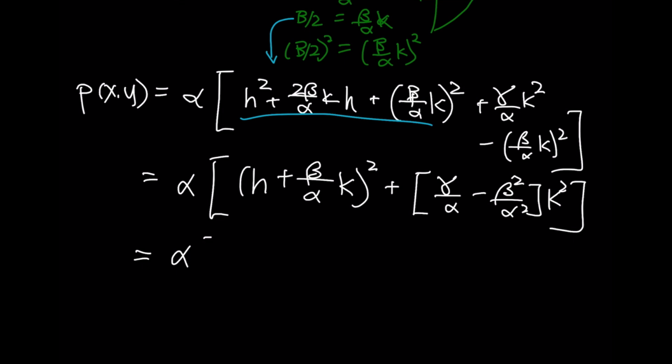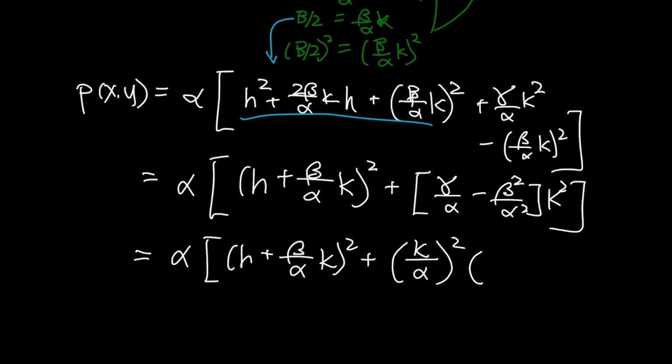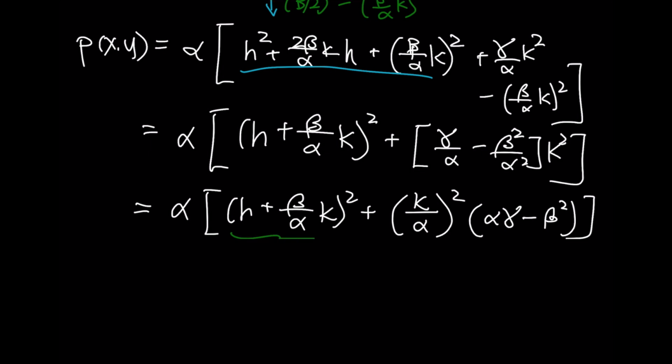I'll have alpha times h plus beta over alpha k all squared, plus k over alpha all squared, times alpha gamma minus beta squared. This is a completely positive term. At the very least, it will be equal to 0, and that will only happen when I'm at the critical point. This expression right here will also be positive. It can only be 0 right when I'm at the critical point. So I'm going to call this expression right here D.